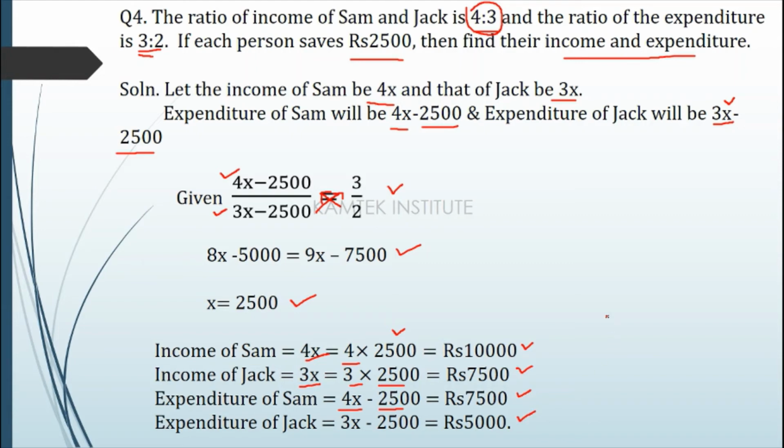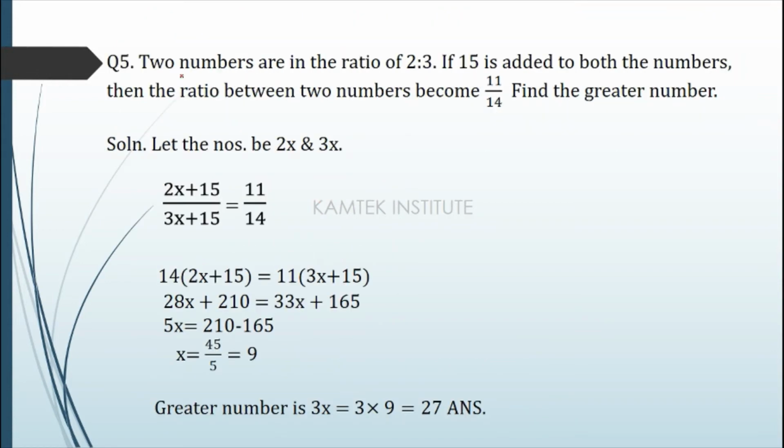We were looking for income and expenditure for both Sam and Jack. I hope it is clear to you all. So we come to question number 5. It says two numbers are in the ratio of 2:3. If 15 is added to both the numbers, then the ratio between the two numbers is 11/14, and we have to find the greater of the two numbers.